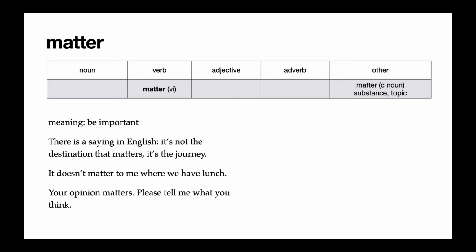In the reading, we said, there is a saying in English, it's not the destination that matters, it's the journey. Our second example says, it doesn't matter to me where we have lunch. That means it's not important to me where we have lunch. Or in the third example, your opinion matters. Please tell me what you think. This means your opinion is important to me.